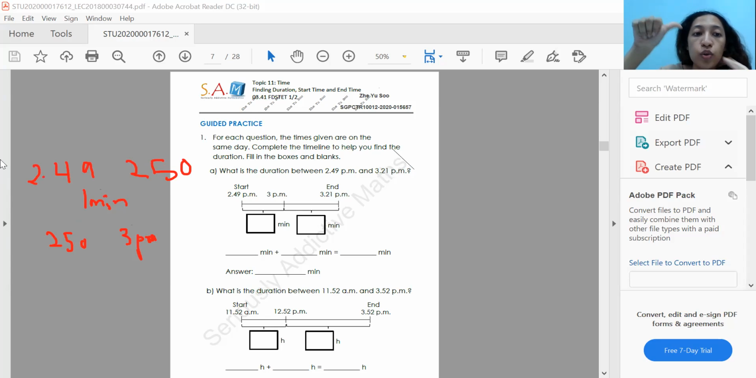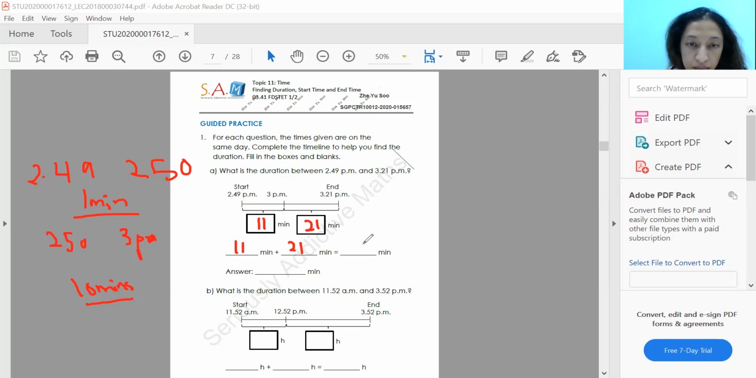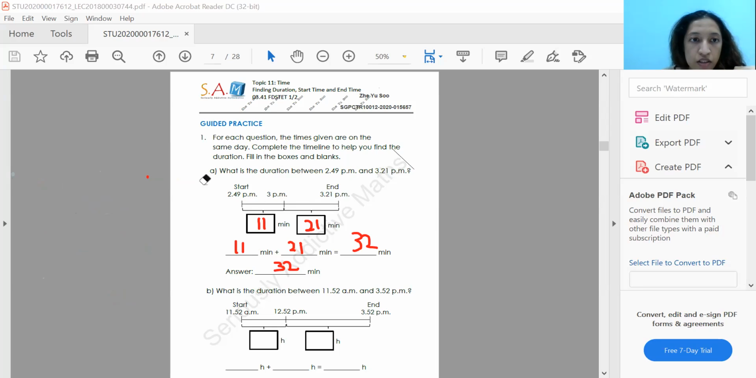2:50, 2:55, 3 p.m. So that is 10 minutes. Correct? So 10 minutes plus 1 would be 11 minutes. And then from 3 p.m. to 3:21 p.m., how many minutes is that? So that is 21 minutes. 11 minutes plus 21 minutes, you would get 32 minutes. All right? So that is one way of doing it. The timeline, or another, you can use your fingers to count. So this was in minutes.